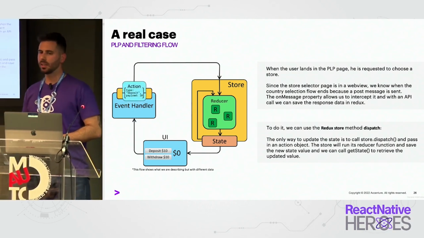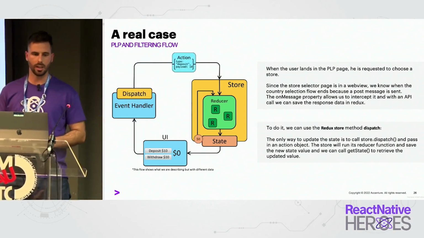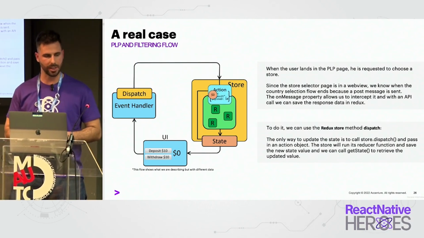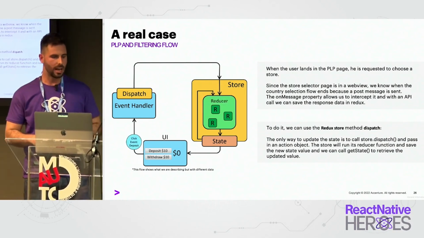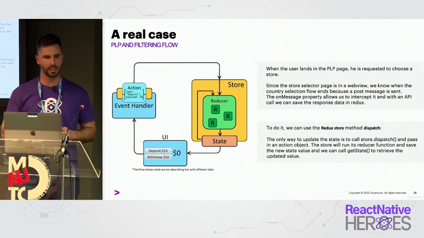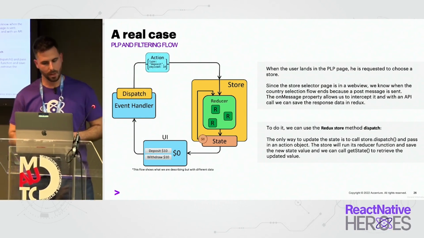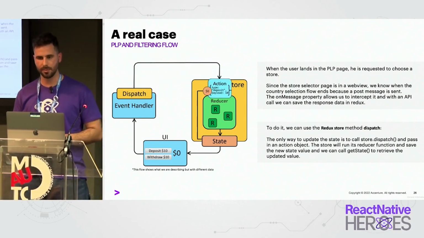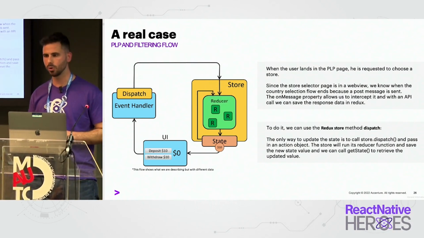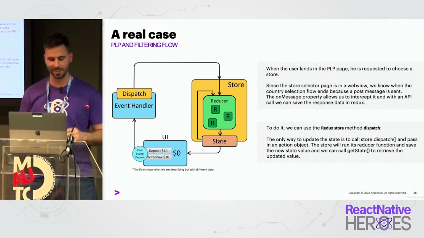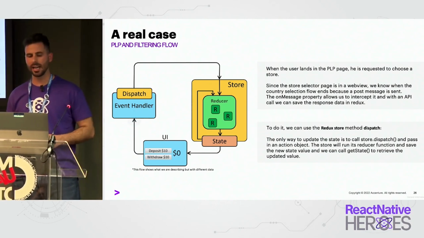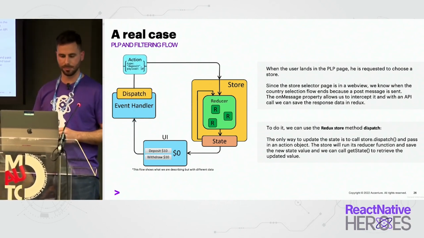The page that we migrated was the PLP. How the PLP works: immediately when the user taps on the PLP page, a web view appears. In this web view, the user must select the store. It's not the Redux store, but the physical store, to get all the items that he wants to see.